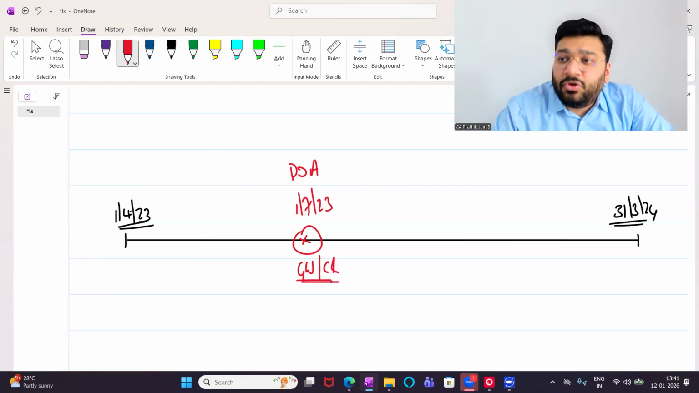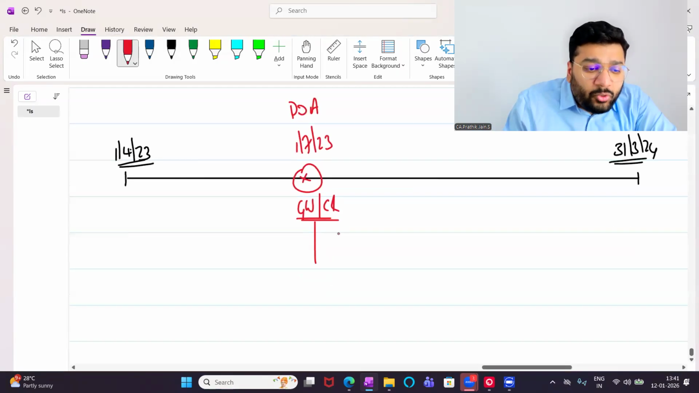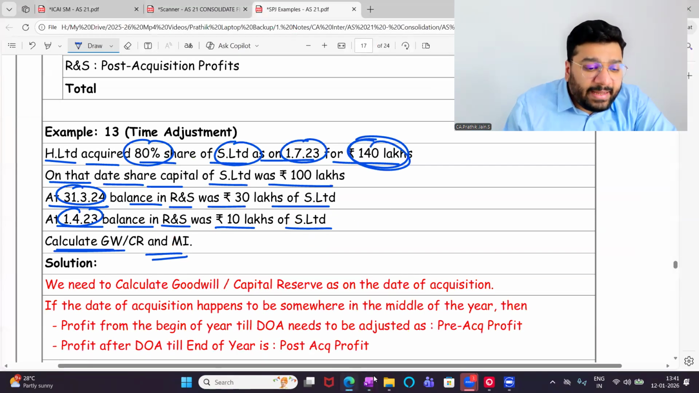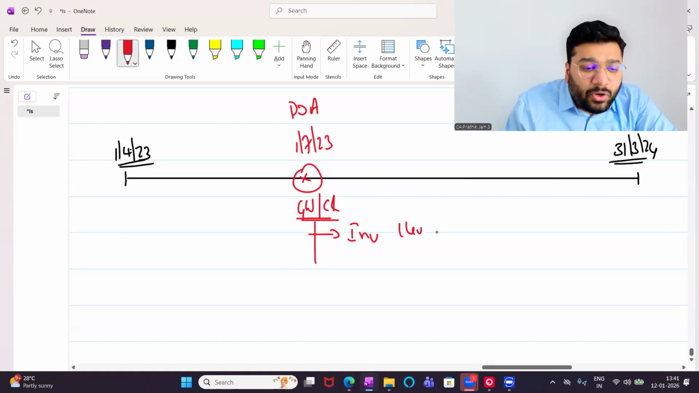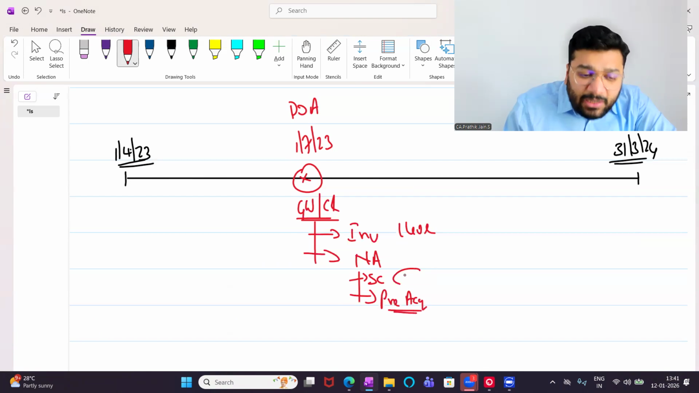For me to calculate goodwill and capital reserve here, what do I need? Investment I need. The investment is given, which is 140 lakh. What do I need next? Net asset. In net asset, what do I need? Share capital and which reserve and surplus? Pre or post? I need pre-acquisition profits.